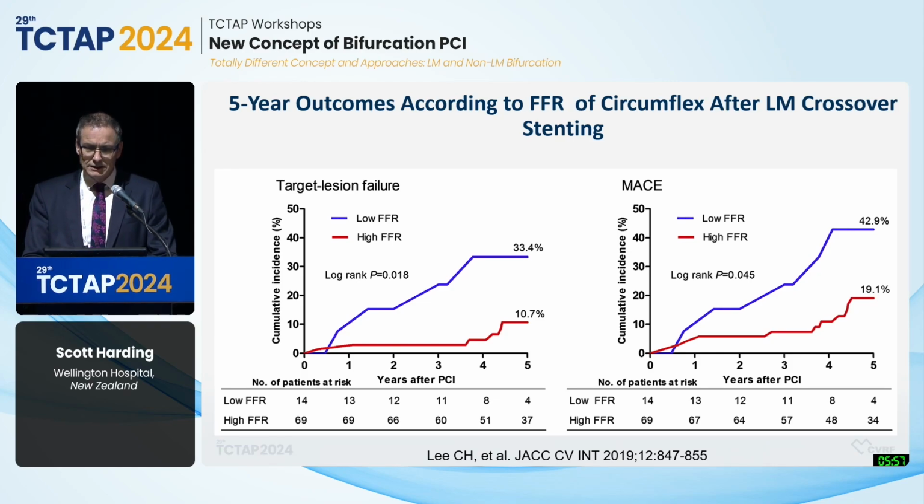So one of the important things is what happens if we leave significant disease behind. The circumflex, as I said, is an important vessel in most cases. And this is interesting data, again from Korea, where they looked at patients who had FFR of the circumflex and didn't have intervention. If you were left with a low FFR, you can see the event rates at 5 years were very, very high. So it's very important that when we're treating left main disease, we do not leave significant disease behind.